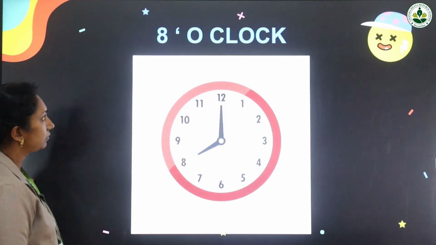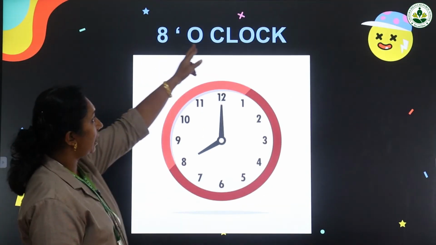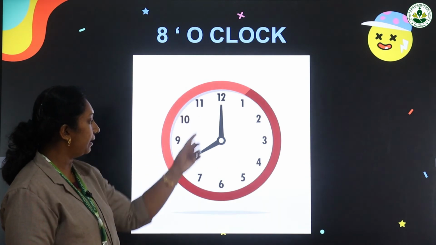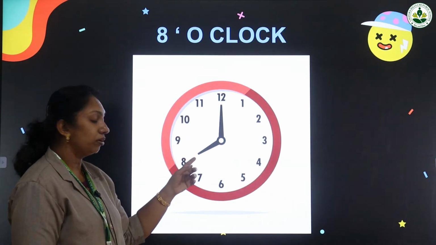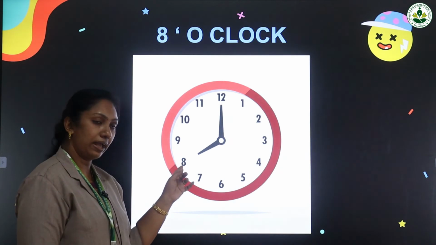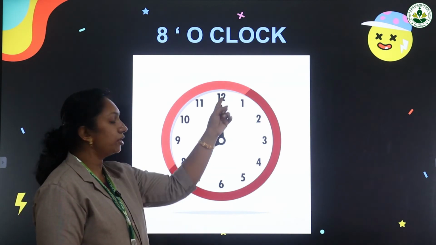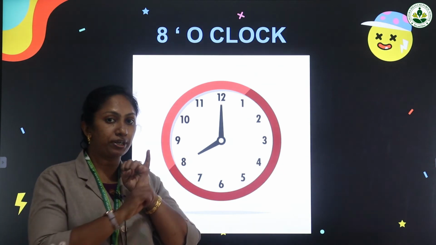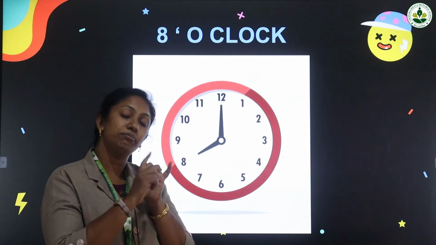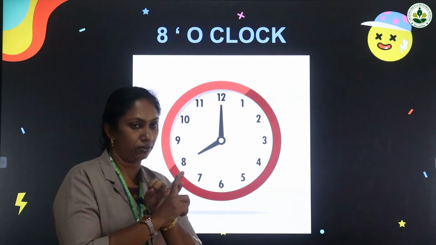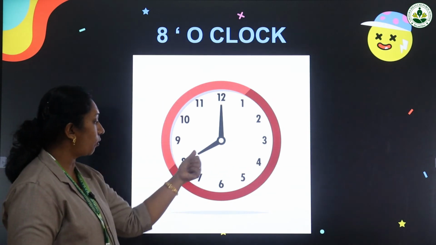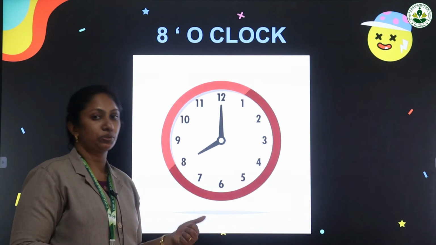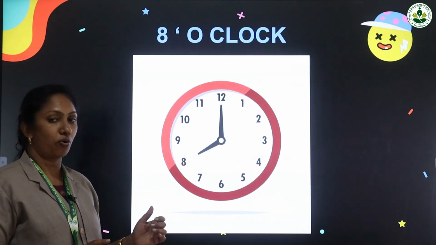Now see, now the time is 8 o'clock. So I have already told you that the short hand or hour hand is on 8 and the minute hand on 12. The short one is called hour hand and the big one is called minute hand. Okay, so the hour hand is on 8 and the minute hand is on 12. So now the time is 8 o'clock.